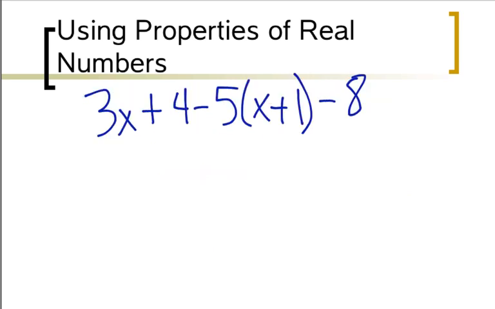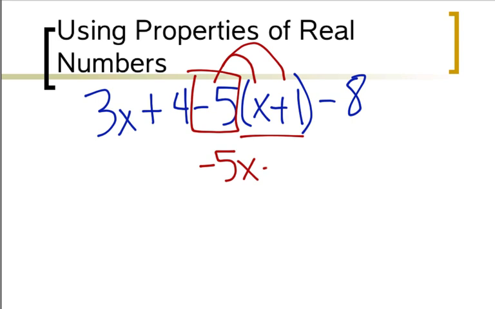So now let's take a look at a more complicated problem that requires distributing. The first thing I want to identify is that I have a negative 5 that needs to be distributed into the parentheses. So that's actually where you need to start. For PEMDAS, it says parentheses, then multiplication. So I go ahead and distribute the negative 5, and that's going to give me negative 5x minus 5. And then I go ahead and bring everything else down. So I got my 3x plus my 4, and then minus my 8.